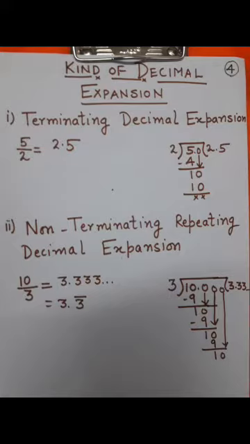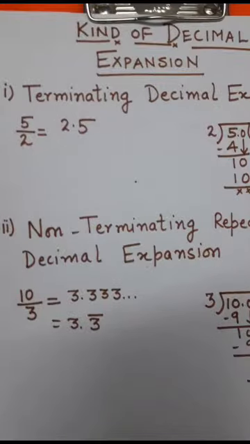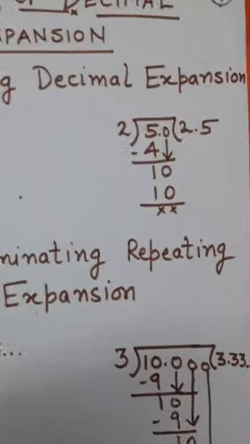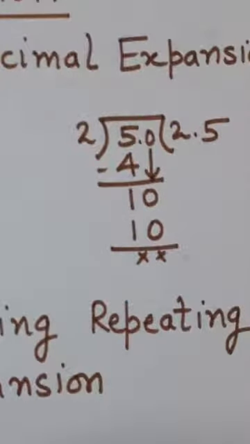Now we are coming to decimal expansion. See here, the first one is terminating decimal expansion. An example is given: 5 divided by 2. For this, we come to division. Here 5 is our dividend and it is divided by 2.